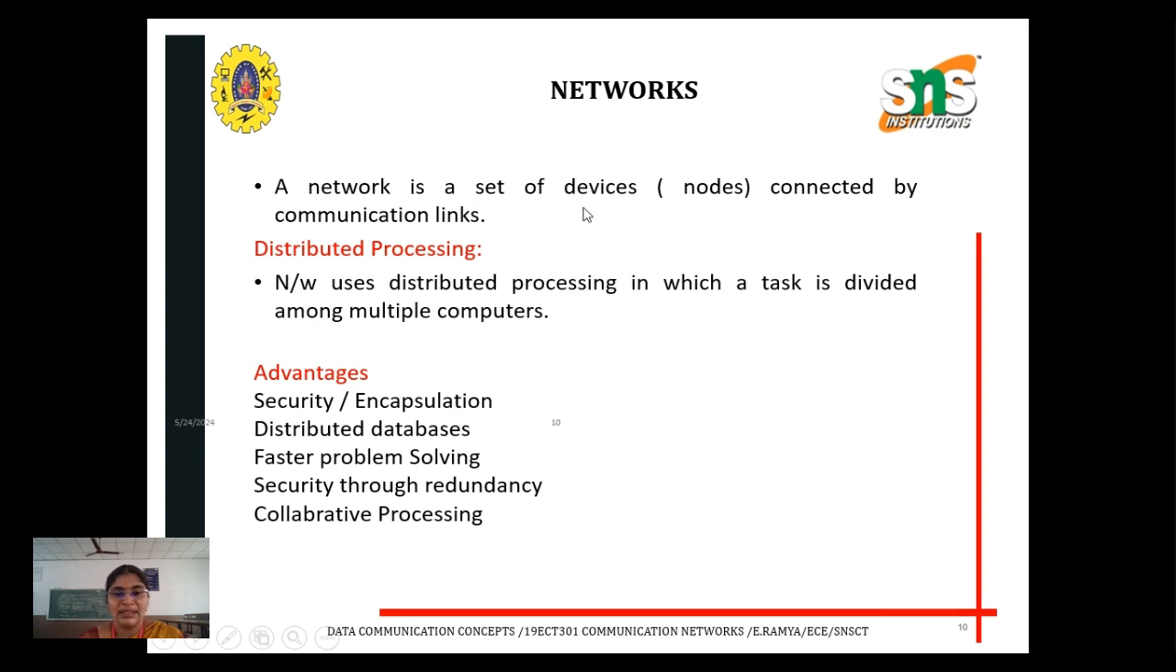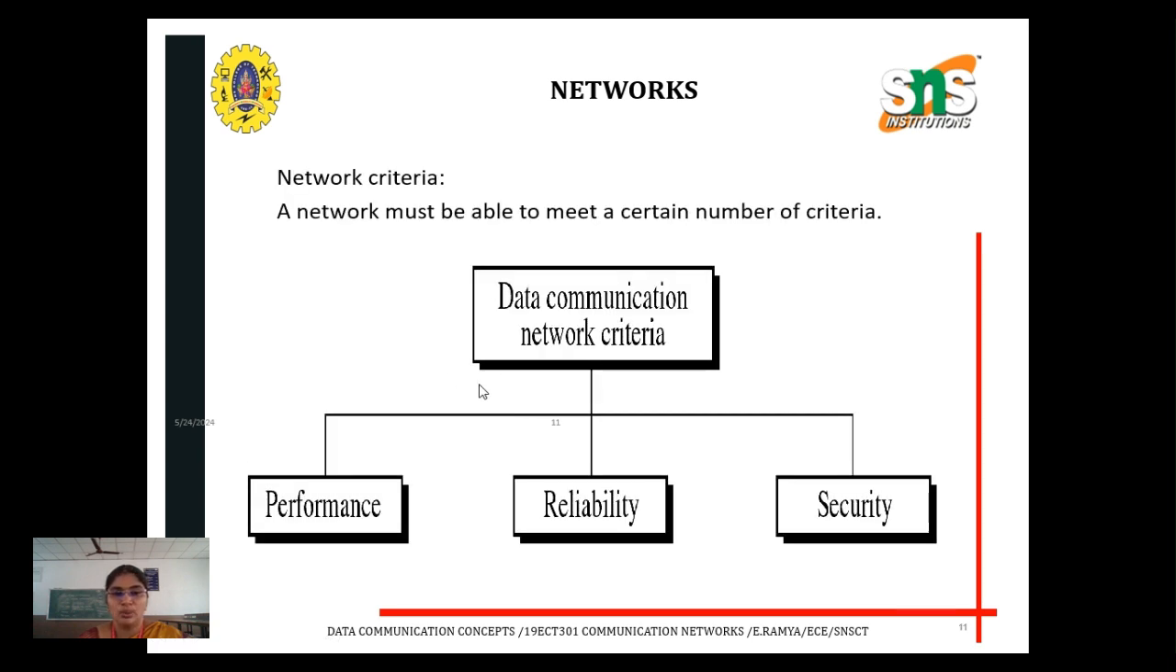Networks: a network is nothing but a set of devices or nodes connected by communication links. What is meant by distributed processing? A network uses distributed processing, in which a task is divided among multiple computers. It is called distributed processing. What are the advantages of networks? They offer security and encapsulation, distributed databases, faster problem solving, security through redundancy, and collaborative processing. These are the advantages of networks.